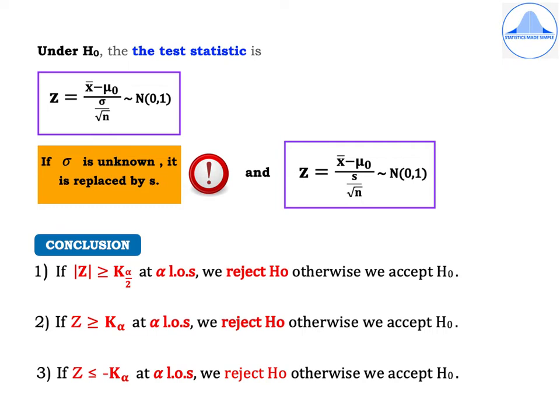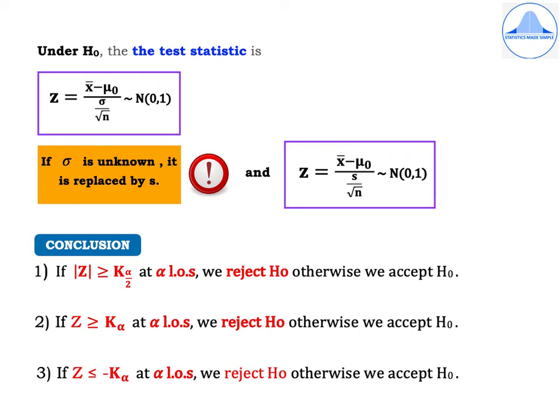Now the conclusion for a right tail test is: if z is greater than or equal to k alpha, at alpha level of significance we reject H naught, otherwise we accept H naught. And the third conclusion is for a left tail test. You have to check if the value of z which you calculate is less than or equal to minus k alpha at alpha level of significance, then we reject H naught, otherwise we accept H naught.